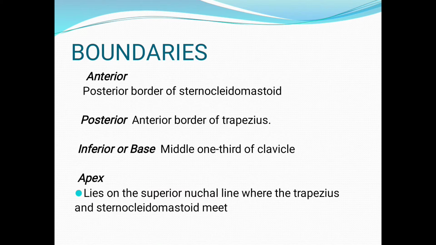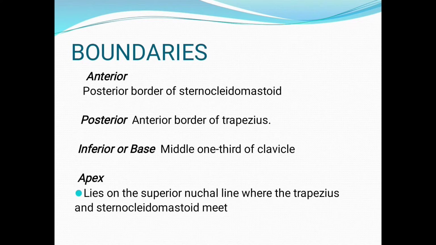It is a triangular space, so it must be bounded anteriorly by something, posteriorly by something, and there must be something on the top and something on the base. This will form the boundaries. Let us discuss what forms the boundaries of the posterior triangle.